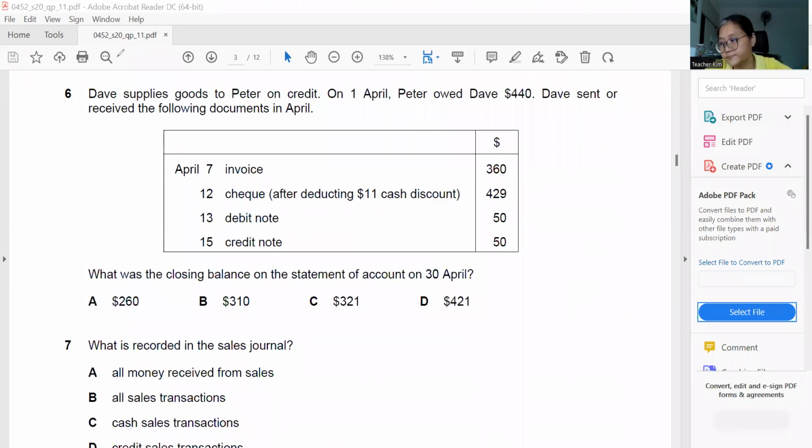Question 6. Dave supplied goods to Peter on credit on 1st April. Peter owed. Okay, we see from which point of view they are talking about. What was the closing balance on the statement? So statement of account, who will issue it? Dave is the one who supplies the goods to Peter. That means Dave is the one who issues the statement of account at the end of the month. So we stand from Dave's point of view to prepare the Peter account. Okay, so Peter owed Dave 440.